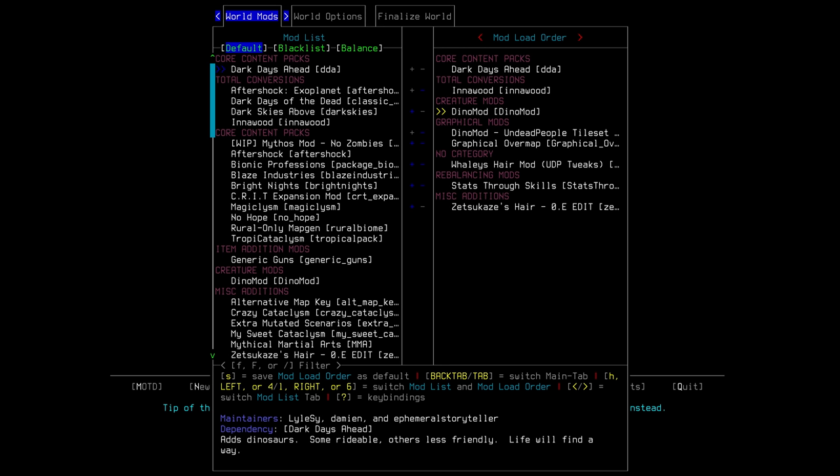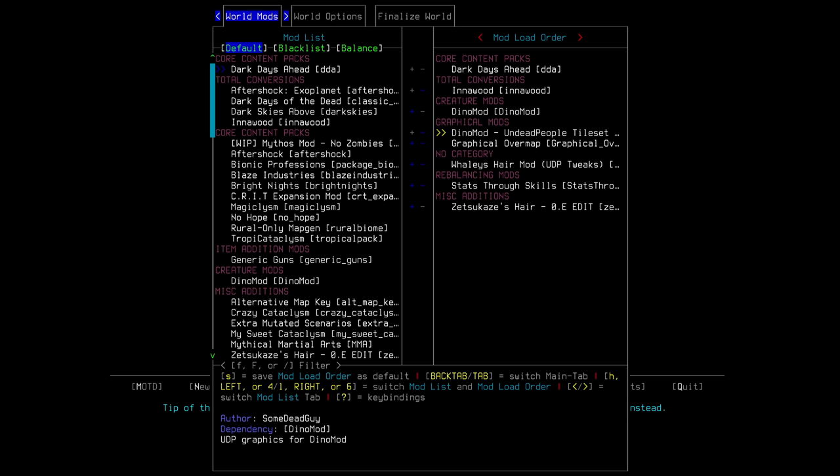Now, this is where things get a little spicy. Under creature mods, we have the dino mod. This adds dinosaurs, some rideable, others less friendly. Life will find a way. Yes, as poor Hilma Baron hasn't just been moved through space, she has also been moved through time. Again, more on that in episode 1.